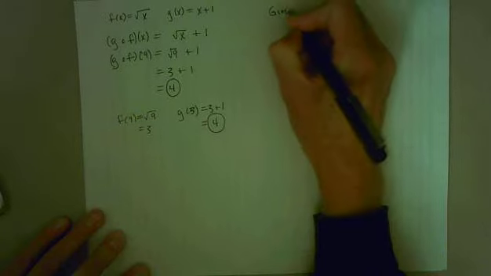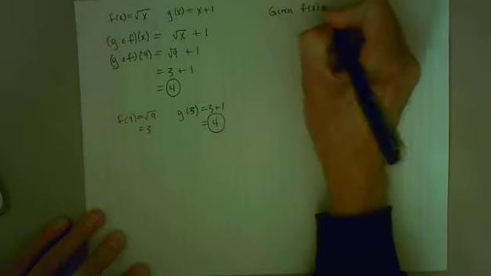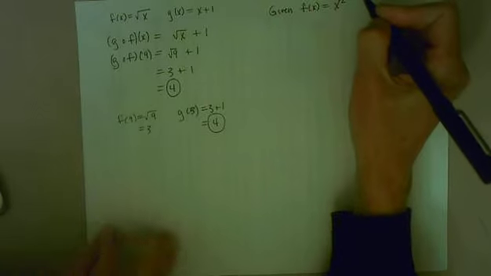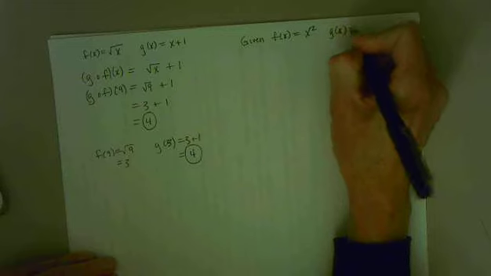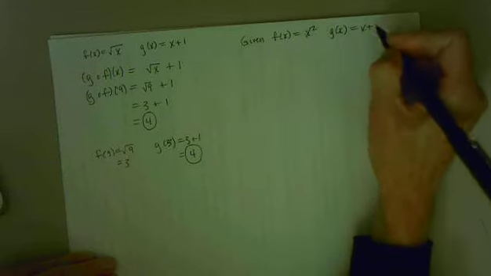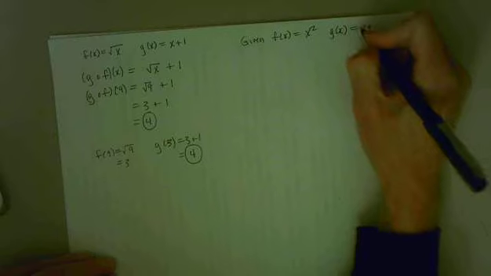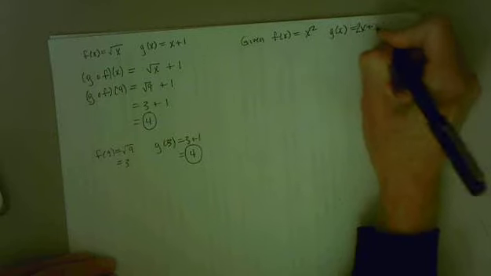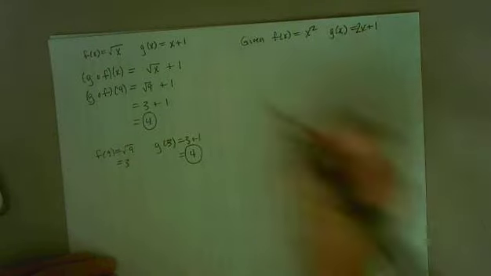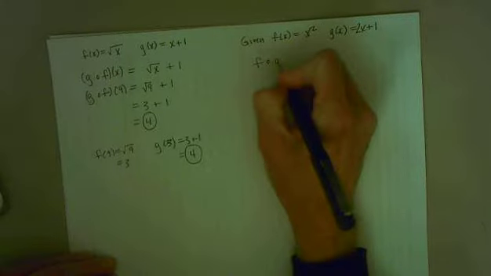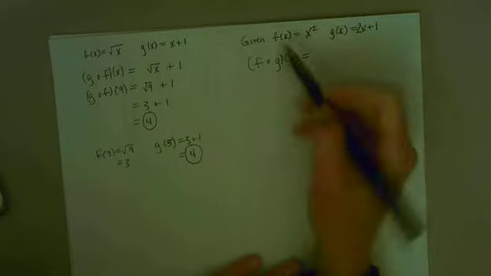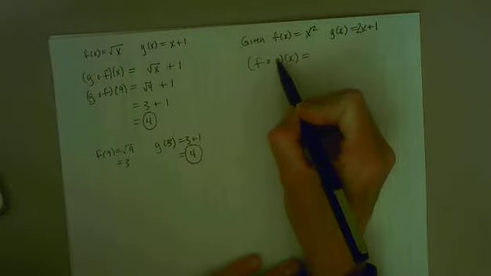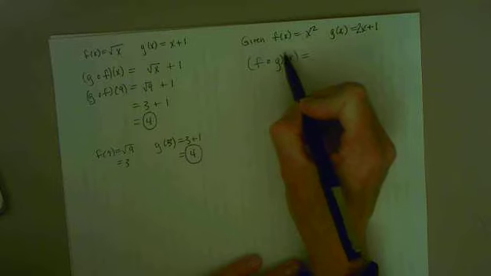Let's do one more. So suppose I give you f of x is x squared, and g of x is x plus 1. Oh wait, sorry, that was that problem. g of x is 2x plus 1. Okay, let's go ahead and find f of g of x. So, once again, I'm going to take g of x and plug it into g. That's already there. And then I'm going to plug that into f.